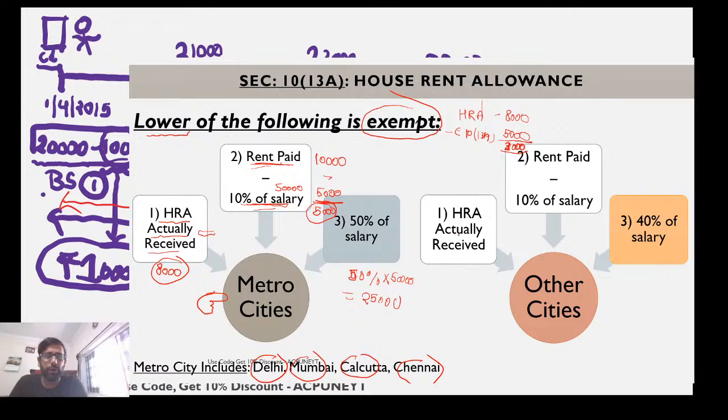Next, the same point is there. If you are staying in some other city, let's suppose Indore, then the 50% given for metro cities changes, and this is going to be 40% of salary. This is the only change you have to learn. Remaining all things are the same. If you are staying in metro cities, you will receive 50% of salary. If you are staying in other cities, you will receive 40% of salary.